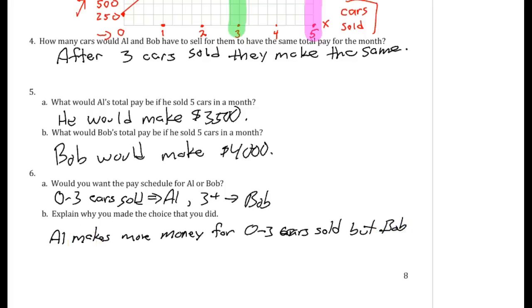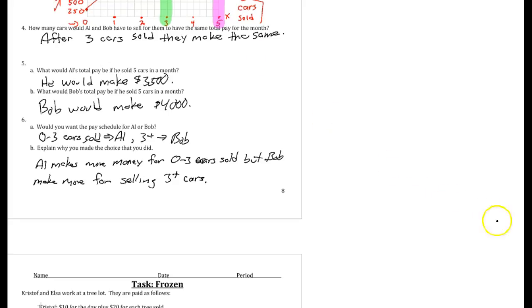And you can word it however you want. This isn't the right way of saying it. There's many ways of saying, yeah, from here to here, this person makes more, but from here to here, this person makes more. Okay, so whatever verbiage you want to use, go ahead and use that. So something like that, right?